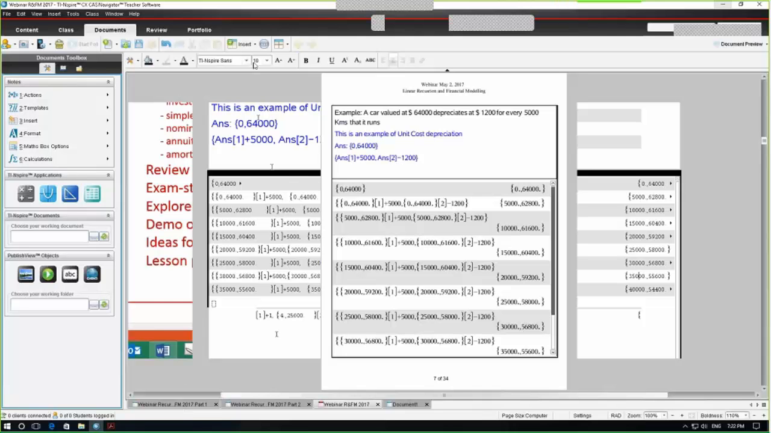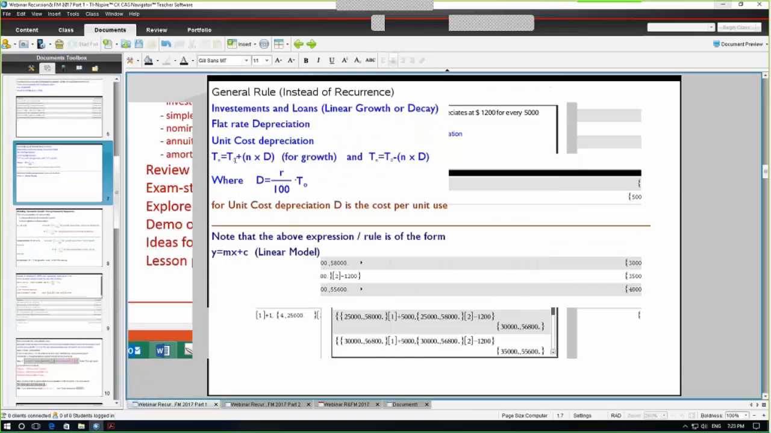And basically, general rule instead of recurrence. Now, if you are teaching VCE classes, although the topic is called recursion and financial modeling, if you read the study design, it clearly says we can use the explicit rule wherever we want. So there's no restriction on you using that. But if you follow the recursion pattern, basically that's what we are doing. Recurrence can be used for investments and loans. It could be a growth or a decay, flat rate depreciation, unit cost depreciation.